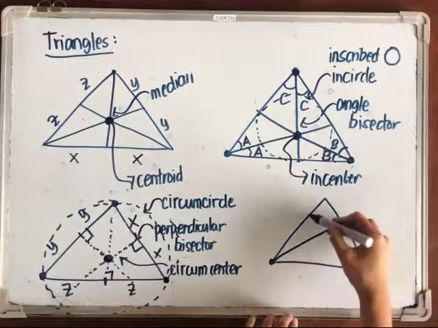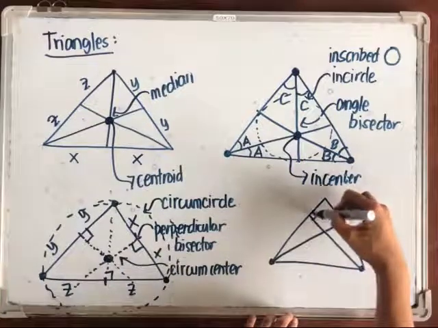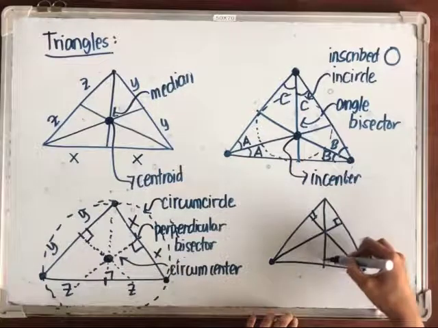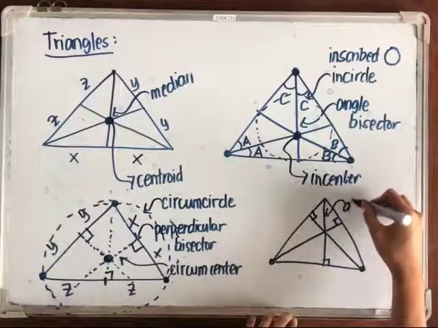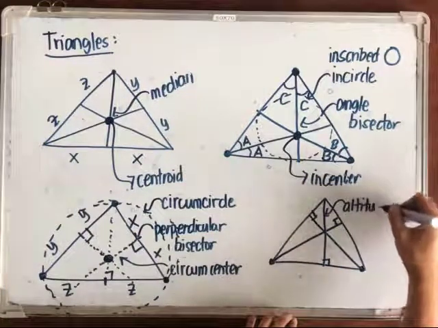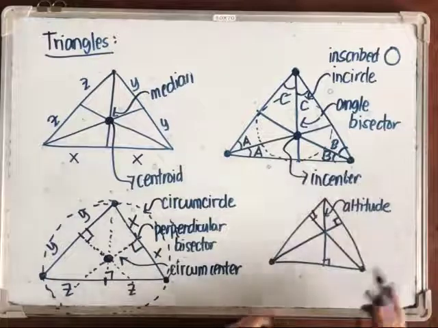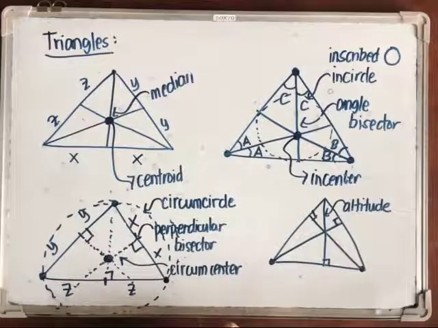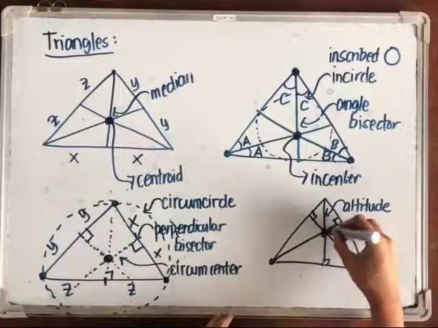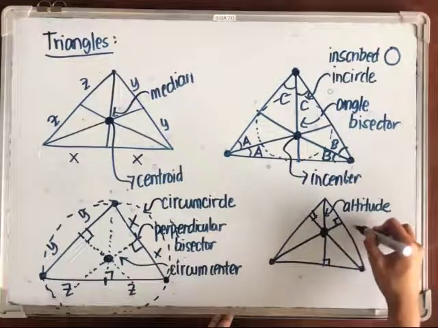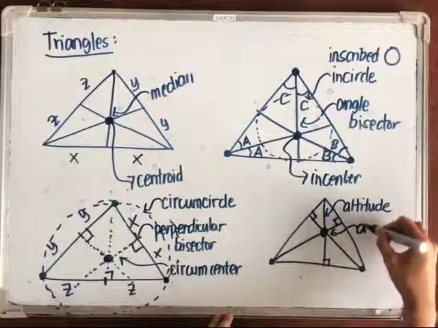Ito naman, perpendicular lang. Okay? Ayan. Pag ganito. Ayan. Tapos ito naman, pag ganyan. Okay? We call this one as our altitude. Familiar ito sa inyo kasi ito yung usual natin ginagamit na height when we use 1/2 base times height na area computation for our triangle. Okay? Altitude ang tawag din lahat. And this one is what we call our orthocenter.